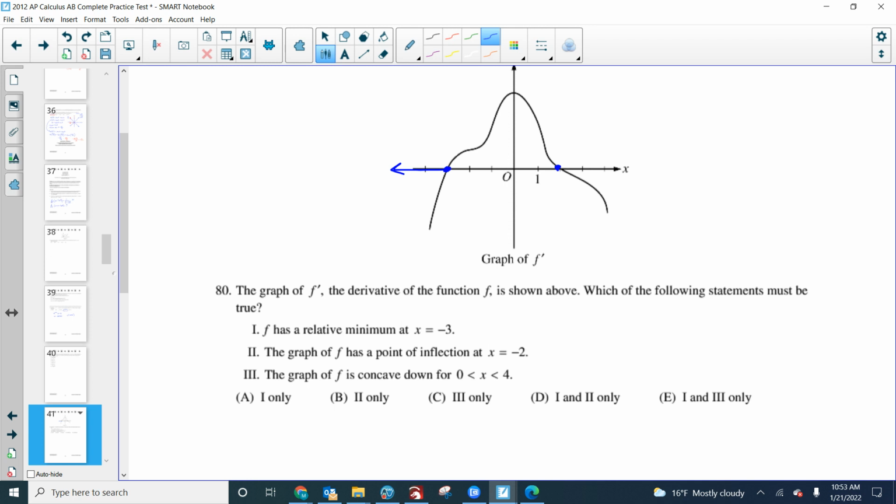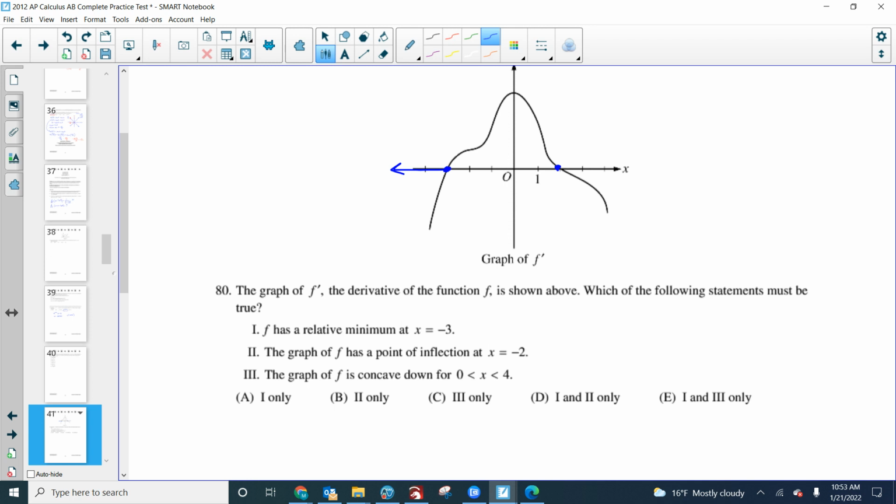Do you all agree the f primes are positive from here to here? Don't let your eyes get tricked. The graph's going up and then going down, but no, this is f prime. It's above the x-axis. F prime's positive. F is increasing. After this point, f must be decreasing. Okay?